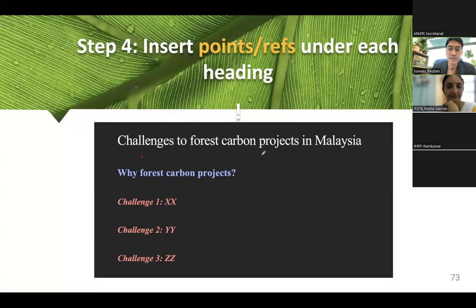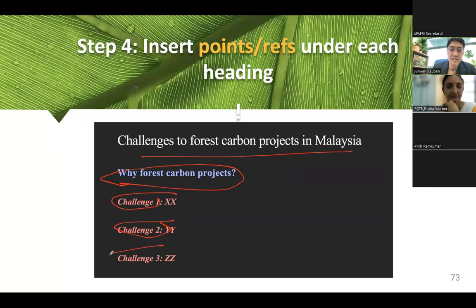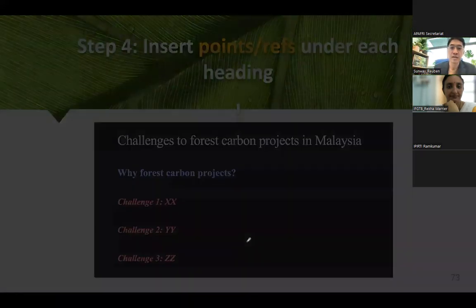For example, I'm writing a paper right now on what the challenges to forest carbon projects are in Malaysia. For example, this is the subheading, and what the challenges are. Once you have the skeleton in place, then you can start inserting the points and references under each heading. And next thing you know, lo and behold, you have a paper ready.